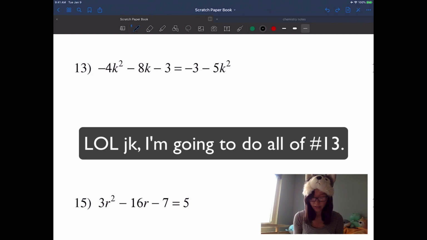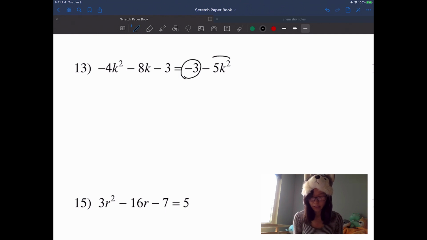So on number 13, we basically want this side to be 0, so we have to do something with these two terms. I'm going to start with that 3 right there. All you have to do is think, what's the opposite of negative 3? So you can add 3 on both sides.